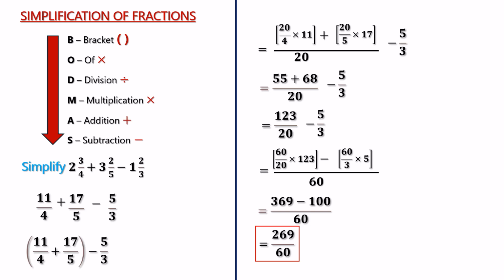269 over 60 can further be simplified by dividing 269 by 60, which gives 4 with a remainder of 29. We write the resulting mixed number as 4 whole number 29 over 60.